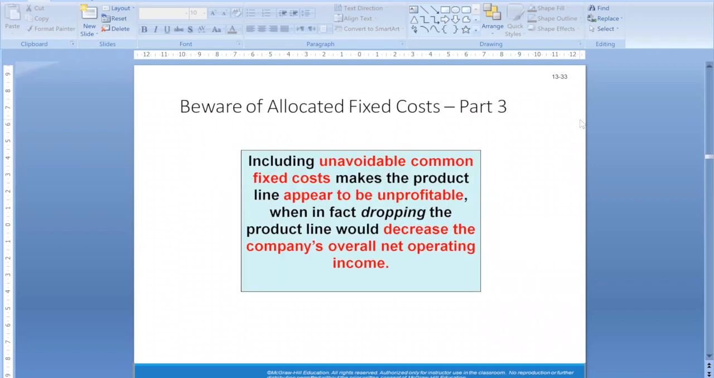Why? Because if we stop the line, we will lose more, which means the company will have a profit if they keep the line.